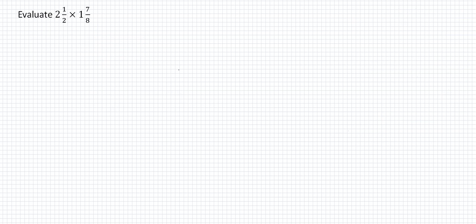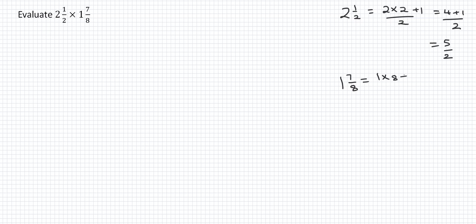And now our final example, 2 1/2 multiplied by 1 7 over 8. So let's go ahead and convert to improper fractions. 2 1/2 is going to be 2 multiplied by 2 plus 1 over 2, which is 4 plus 1 over 2, which is going to give us 5 over 2. And then 1 7 over 8 is equal to 1 times 8 plus 7 over 8.